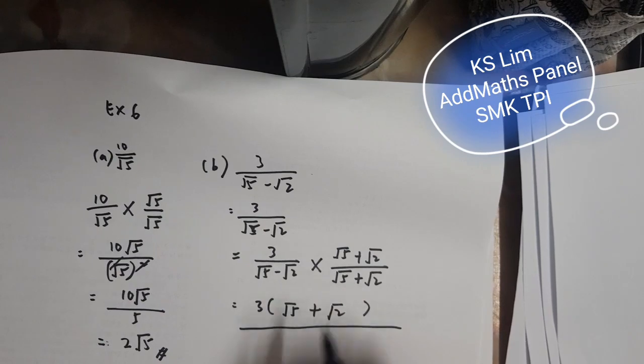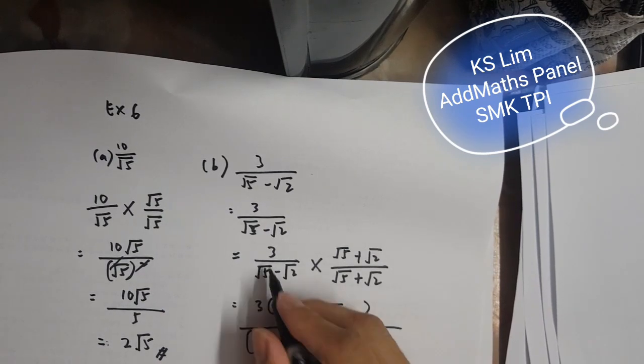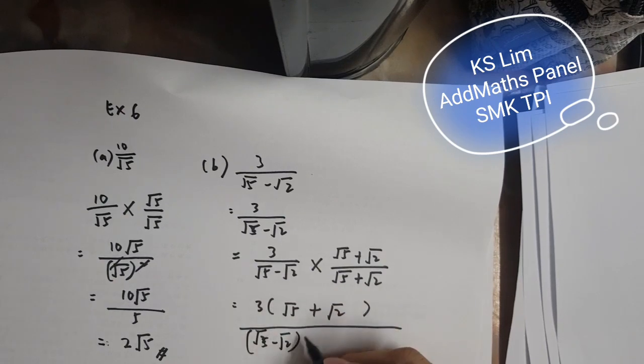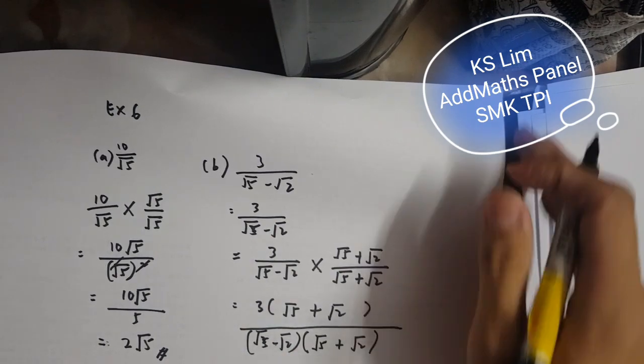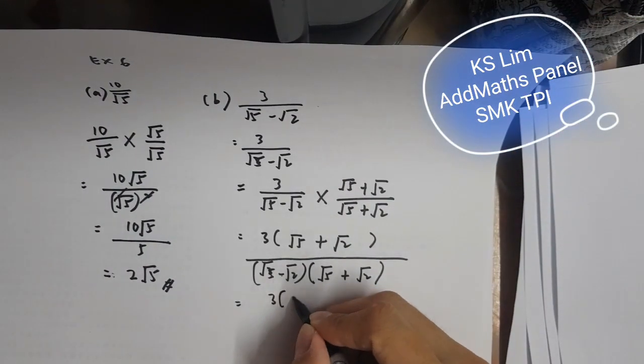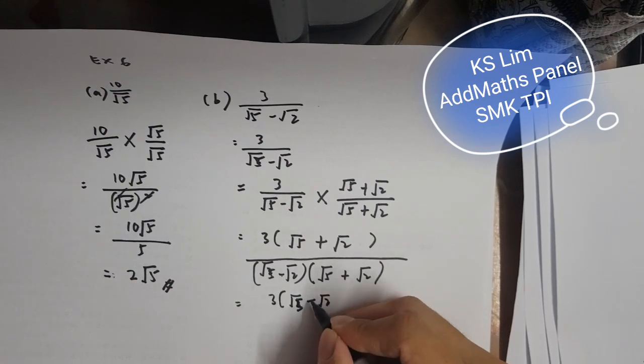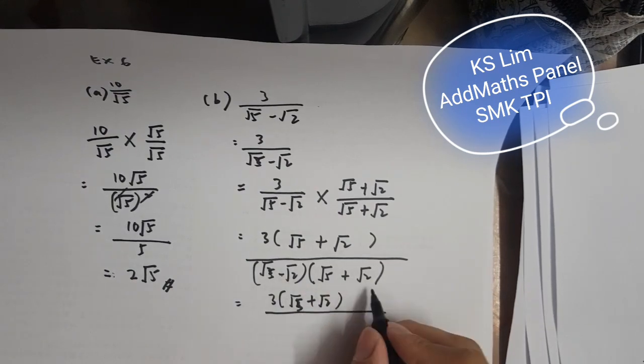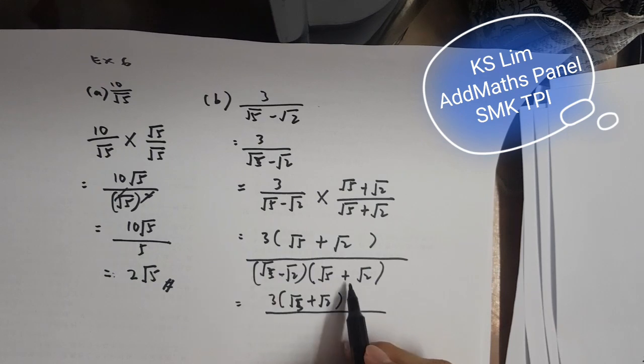This one combine. This one is square root 5 minus square root 2. You multiply by square root 5 plus square root 2. One is minus, one is positive. So the next step would be this one remains unchanged, but this one negative, positive.